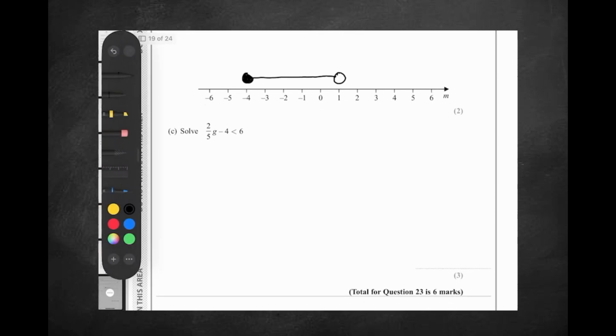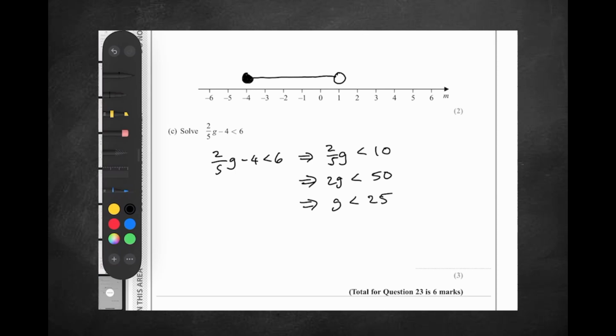Part C. Solve 2 over 5 g minus 4 is less than 6. So we just need to get g on its own in this inequality. So 2 over 5 g minus 4 is less than 6. Therefore, 2 over 5 g is less than 10, as we've added 4 to both sides. Therefore, 2g is less than 50, as we've times both sides by 5. Therefore, g is less than 25, as we've divided both sides by 2.